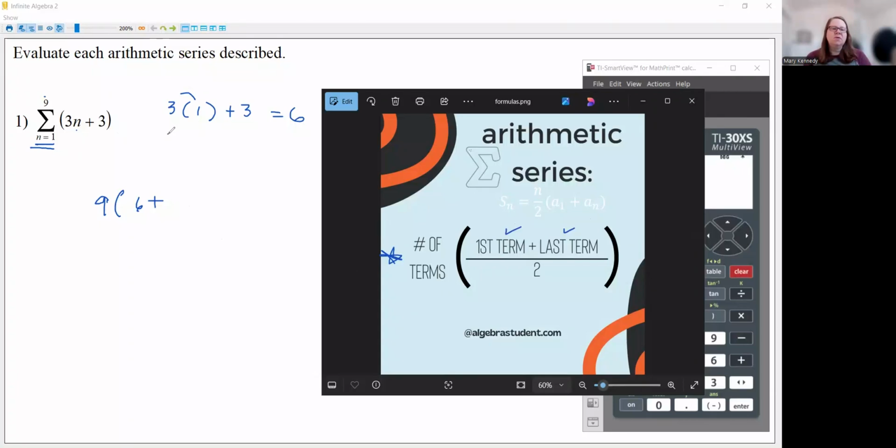And then the last term, 3n, n is 9 this time because the last term will be the ninth term. So 27 plus 3 is 30. So the last term is 30.